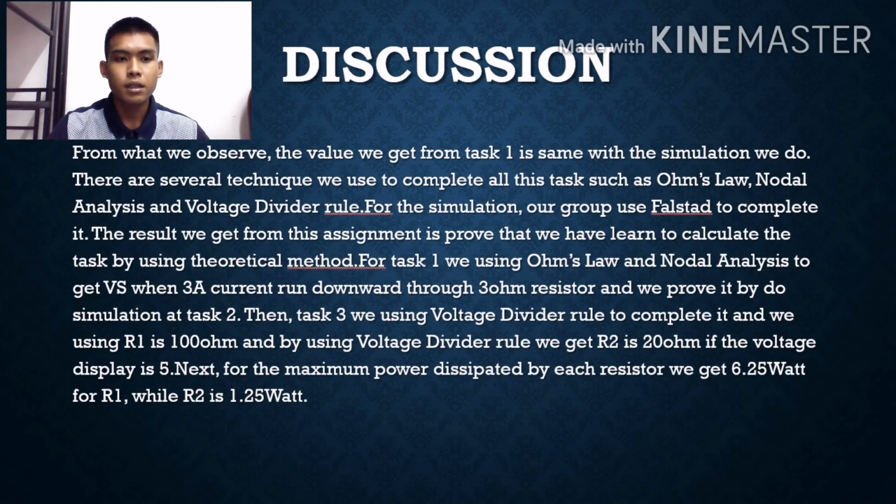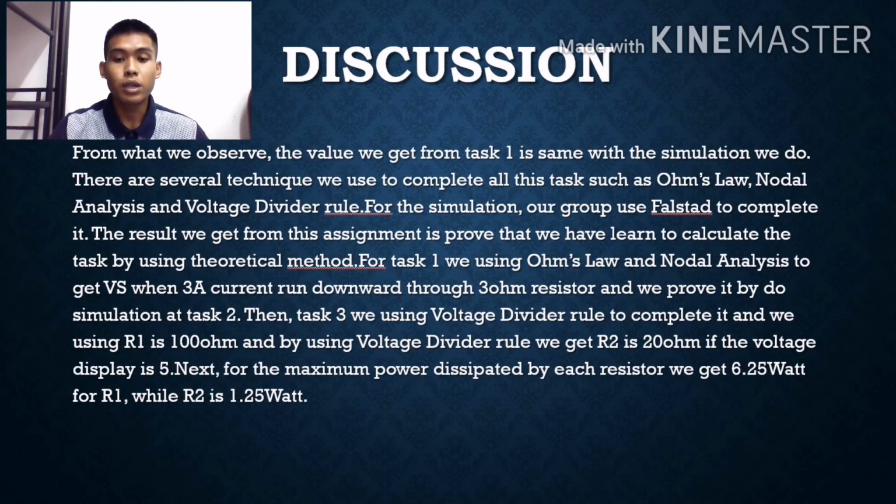Okay, for discussion, from what we observe, the value we get from task 1 is the same as the simulation we did. There are several techniques we used to complete all these tasks, such as Ohm's law, nodal analysis, and the voltage divider rule. For the simulation, our group used Fast Start. The result we get from this assignment is proof that we have learned to calculate the tasks by using the theoretical method. For task 1, we used Ohm's law and nodal analysis to get Vs when 3 A of current runs downward through the resistor, and we proved it by doing the simulation in task 2.